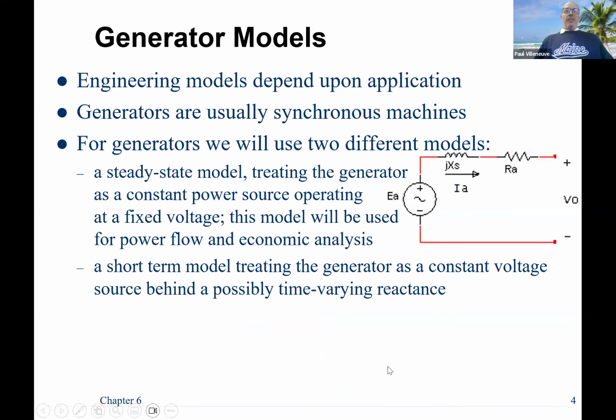Our generator model is just an ideal voltage source in series with an impedance and a resistance. And that's a steady state model. It's not time varying. And we'll learn about time varying when we get to it. We're also going to focus mainly on generators being synchronous machines and not inverter-based generators, although that's becoming more and more prevalent. The reason we focus more on synchronous generators is because still most of the fault current in the North American grid is from synchronous machines.